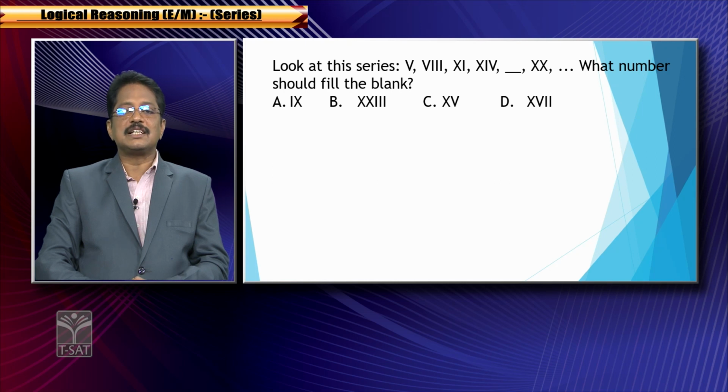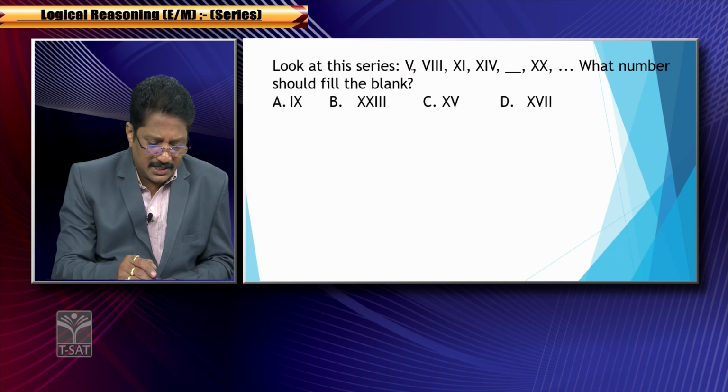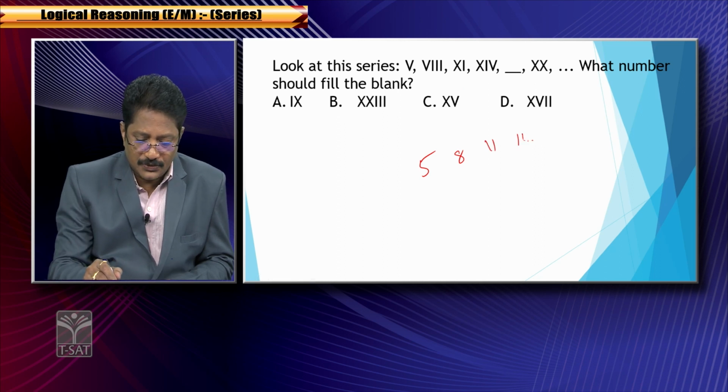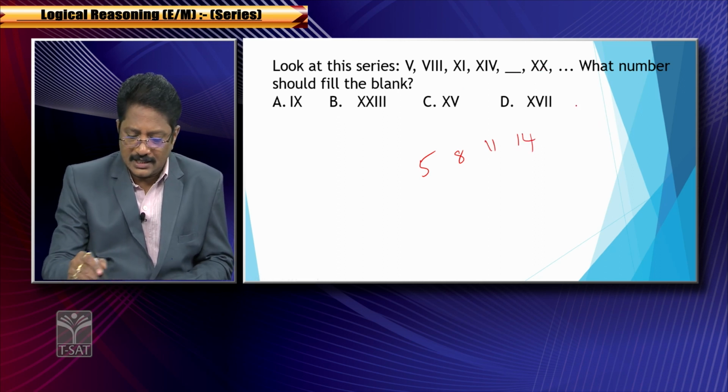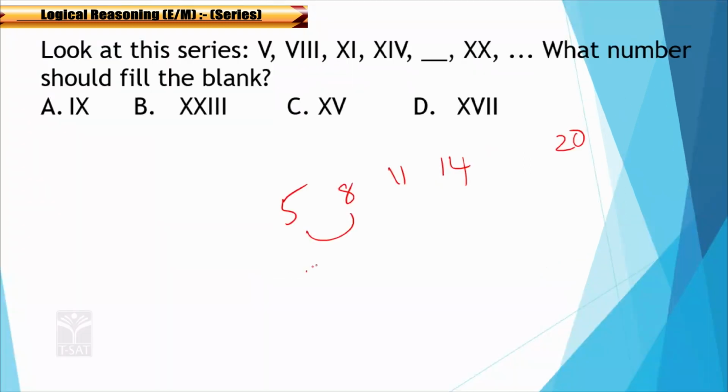Now see, this is V7, the Roman numbers, all this. If you know the Roman numbers, it's very simple, you can get the answer directly by observation only. Here V means 5, this is 8, this one is 11, this is 14, and this one is 20. Correct? Means 5 plus 3 is 8, 8 plus 3 is 11, 11 plus 3 is 14, 14 plus 3 is 17, 17 plus 3 is 20.